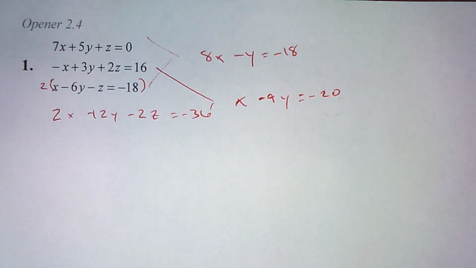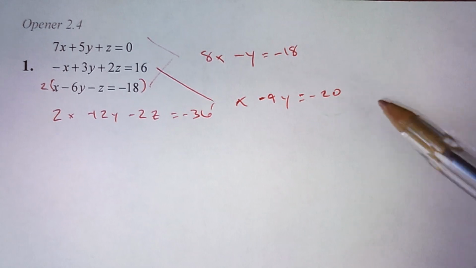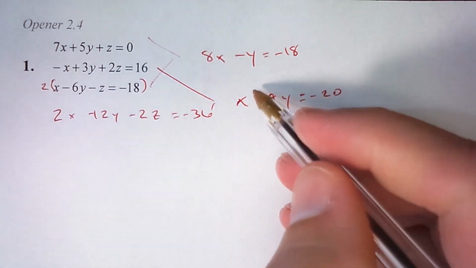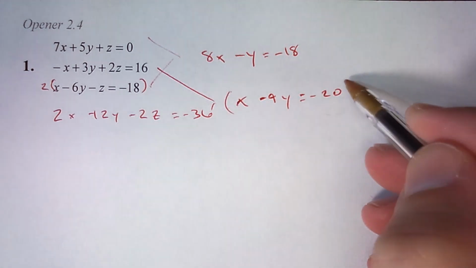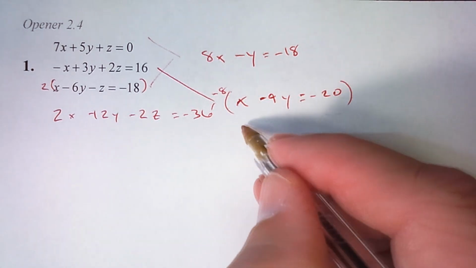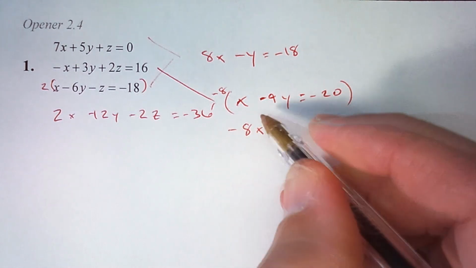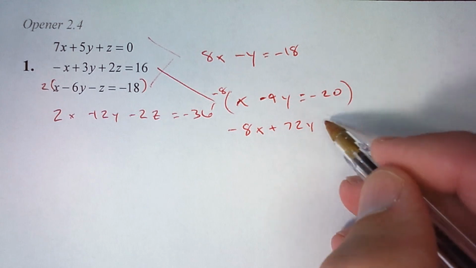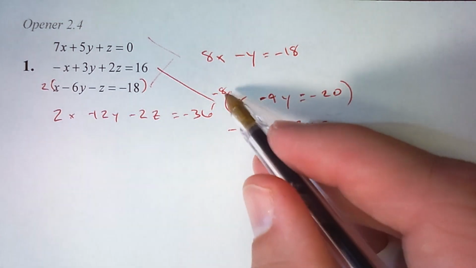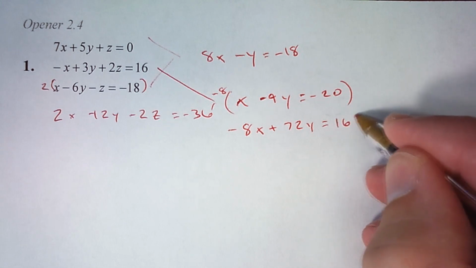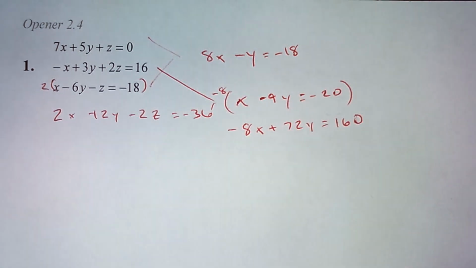Okay, so now I can eliminate either the x's or the y's. Let's multiply this one here by negative 8. So I get negative 8x plus 72y equals, and then 20 times 8 is 160. Negative times negative is positive.